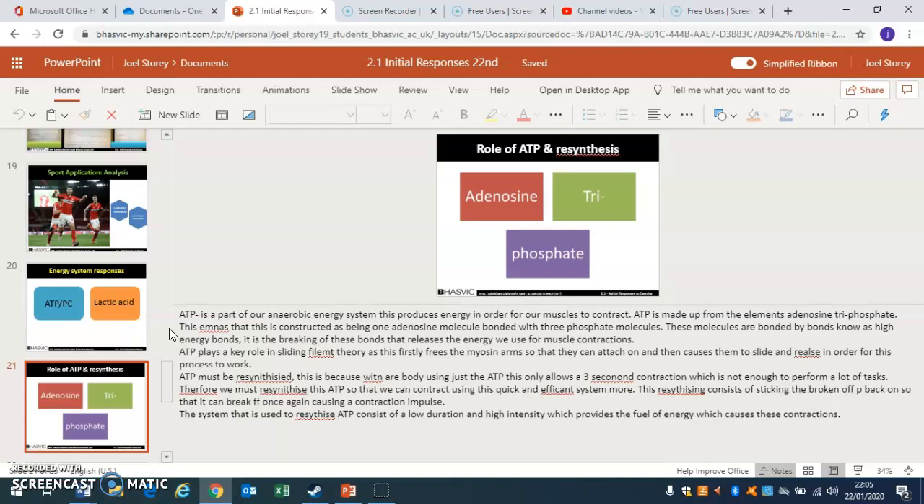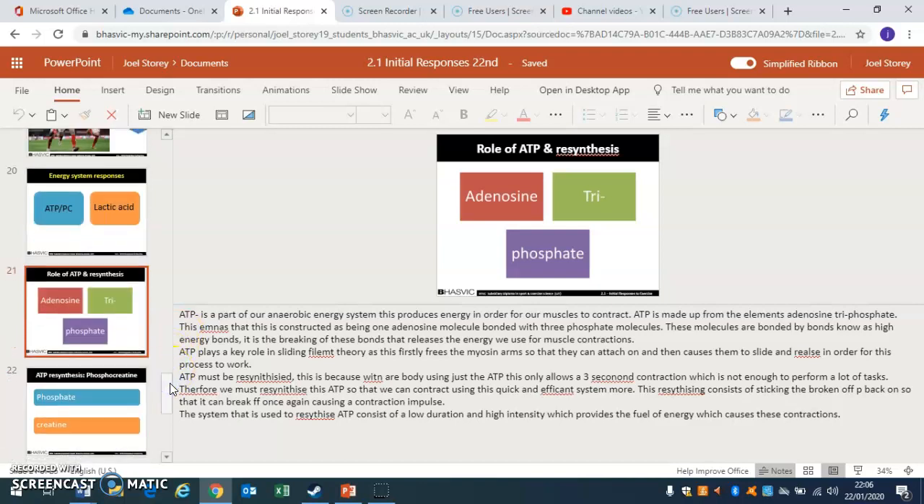ATP must be resynthesized. This is because with our body using just ATP, this only allows a 3-second contraction, which is not enough to perform a lot of tasks. Therefore, we must resynthesize this ATP so that we can contract using a quick and efficient system more.